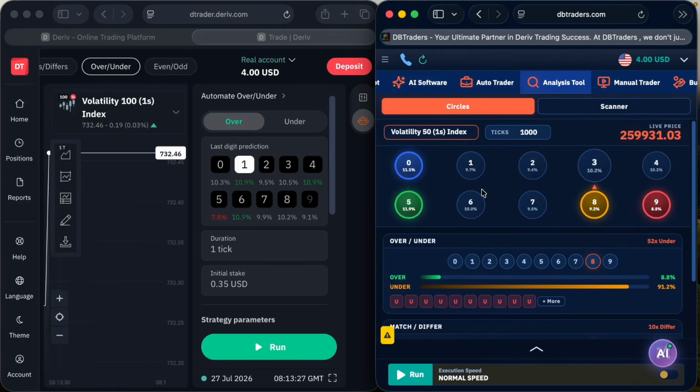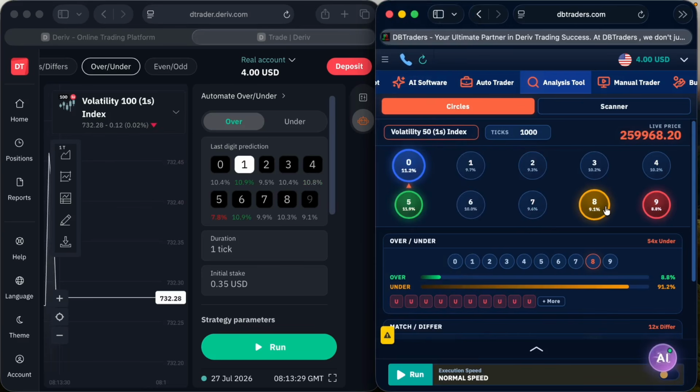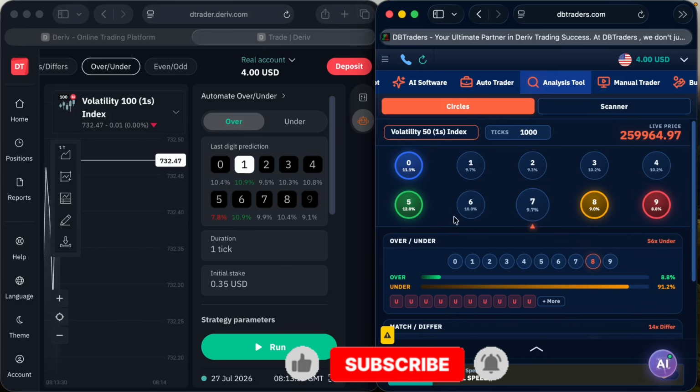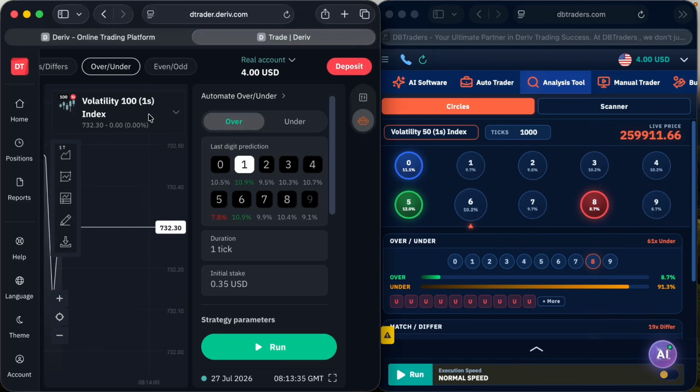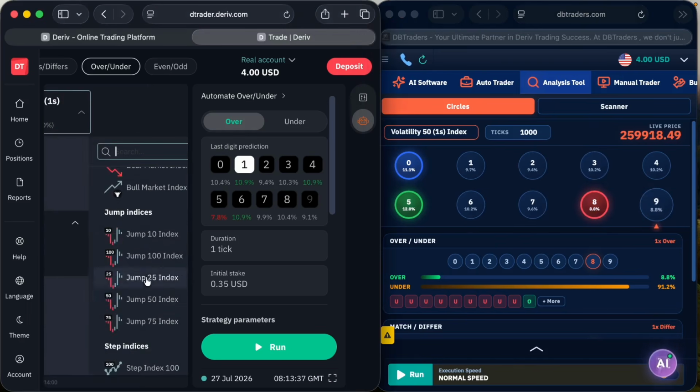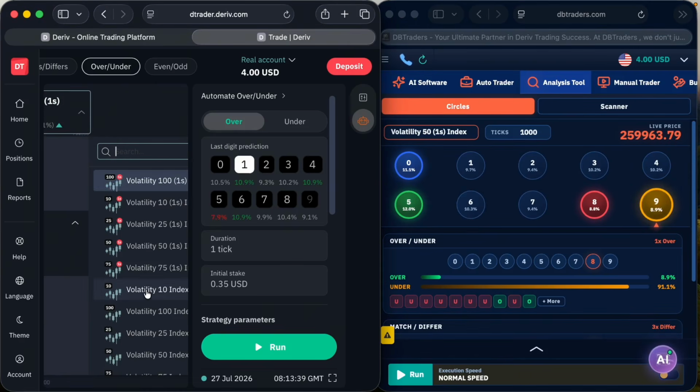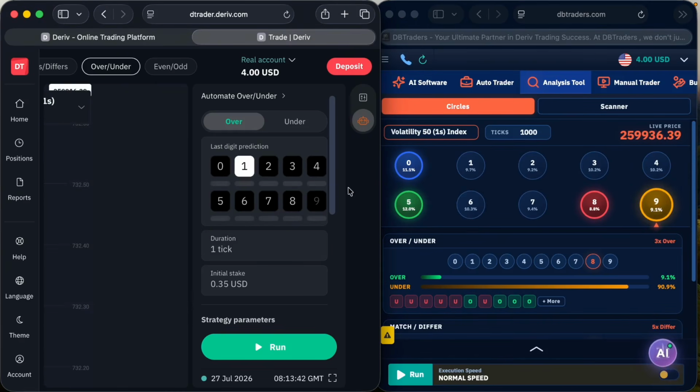All right, so I found a good market. This is volatility 50 1S. As you can see, 8 is beautiful, 7 is okay, 9 is okay. The percentage is strong, everything is okay. So what I'll do, I'll come and set my volatility first. So 50 1S, let me look for it here. Where is it? 50 1S, there it is. Once I select 50 1S, as you can see, my last digit prediction here is restructured.